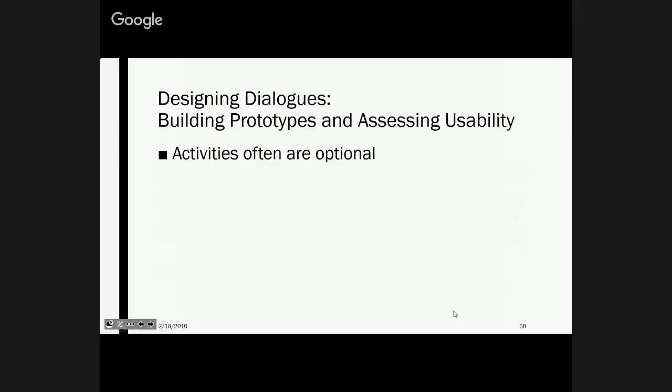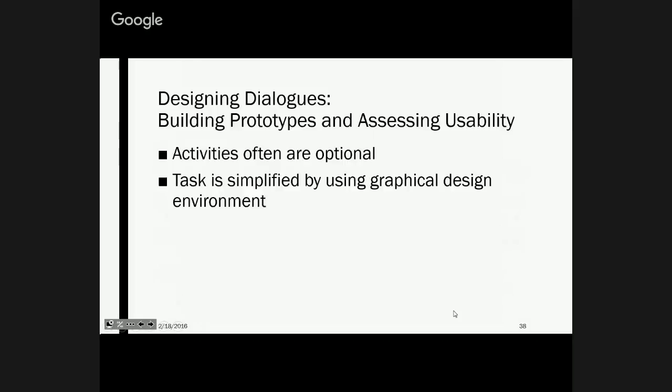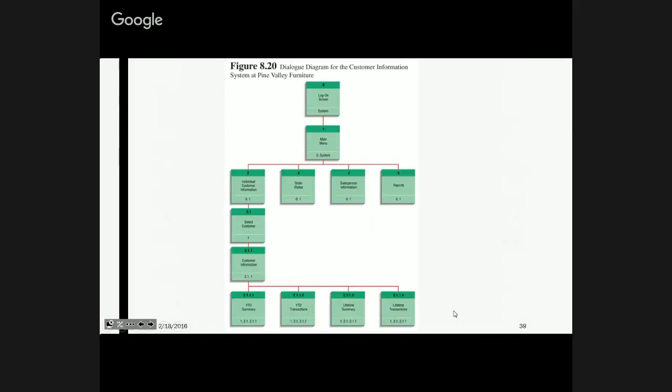Building prototypes and assessing usability of the dialogue. Activities often are optional. The task is simplified by using a graphical design environment. This shows a flow of diagrams, which is kind of what I was saying. It's not really like a flow chart. It's like a tree, but this is showing how users navigate through.